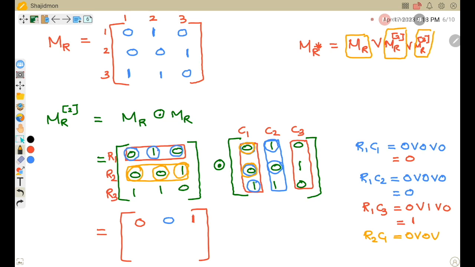So here 1, here also 1. So 1 multiply 1, it is 1. So answer will be 1. Correct? 0 or 1 means 1. One of the one element 1 means answer will be 1. So we can write 1 here.